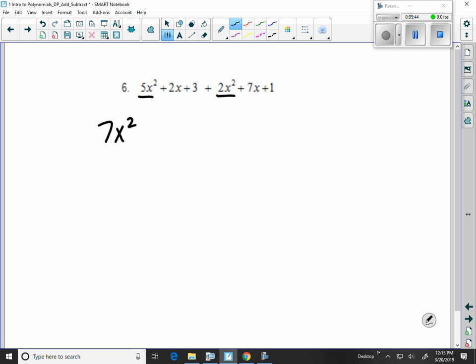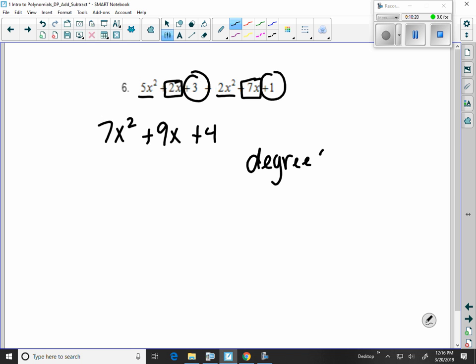I also have multiple x's. 2x and 7x. How many total x's is that? Yep, 9. And then I have this 3, and I have this 1. How many is that? So that's just a lot of combining like terms. We did this at the beginning of the year. Do you remember? It's been a while. What's our degree? Yes, degree 2.